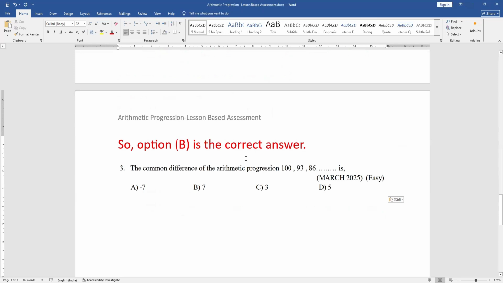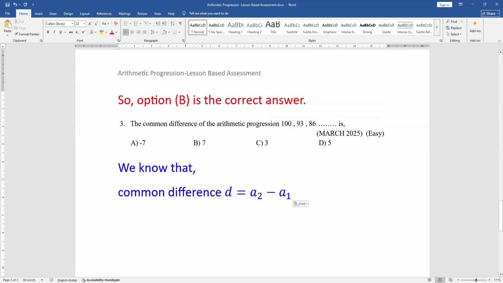The common difference of the arithmetic progression 100, 93, 86 is. This was asked in March 2025. Same pattern I follow. We know that common difference is equal to a2 minus a1. Now here, what is a1? a1 is 100. Then we have a2 as 93.